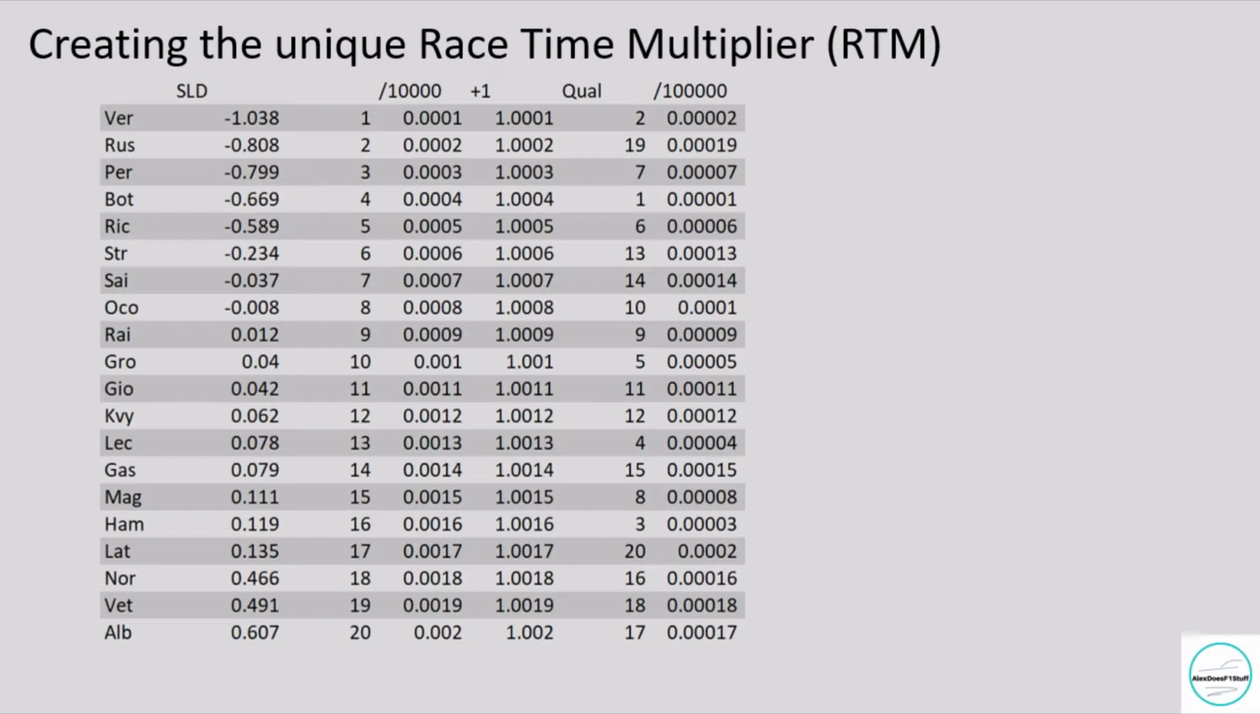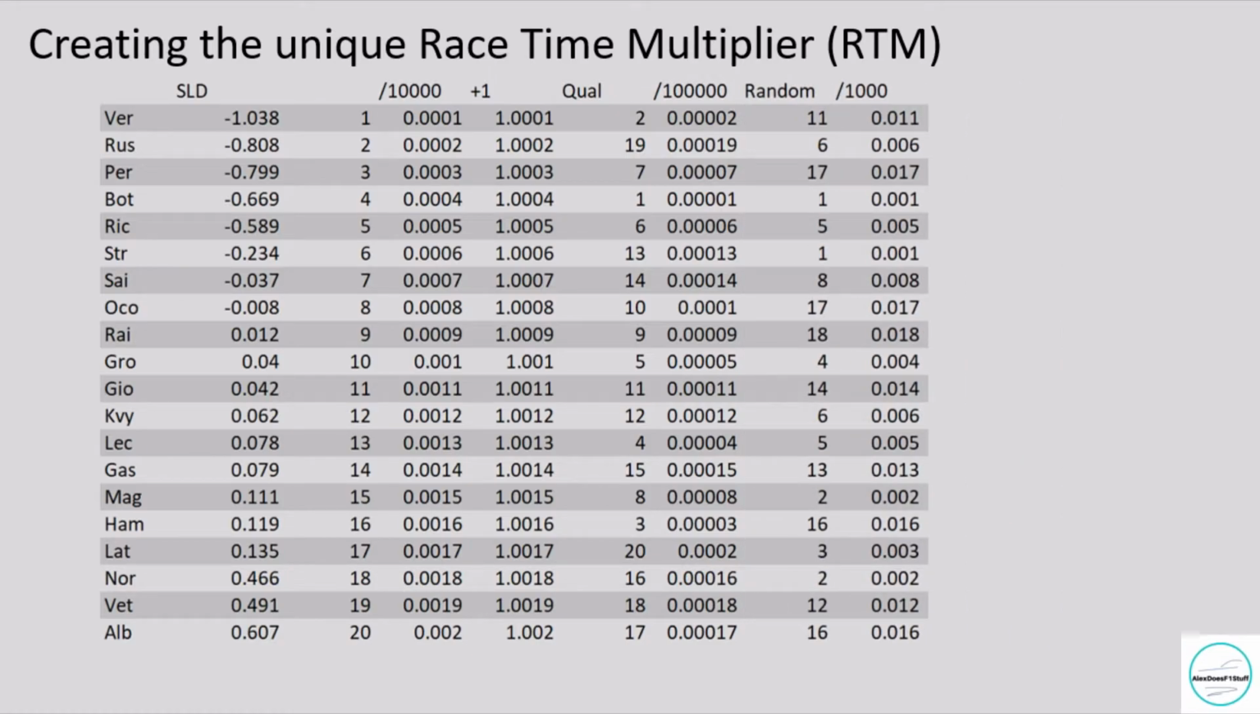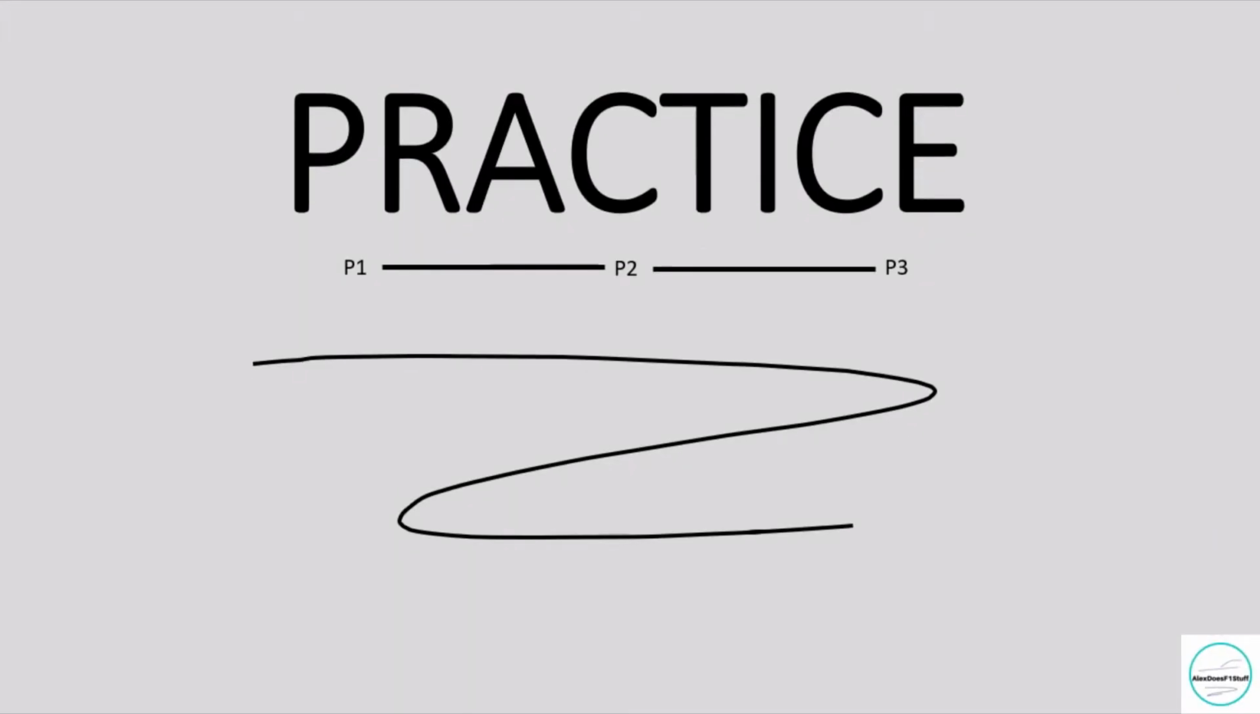And finally, for the RTM, a random number was assigned to each driver by Excel, and this was divided by 1,000 to give the simulation of racing luck. The lower the random number, the better the driver's race. Then all these values were added up to give the driver's RTM value, which I would then times through their original race time. And there we go, that is the end of the maths.